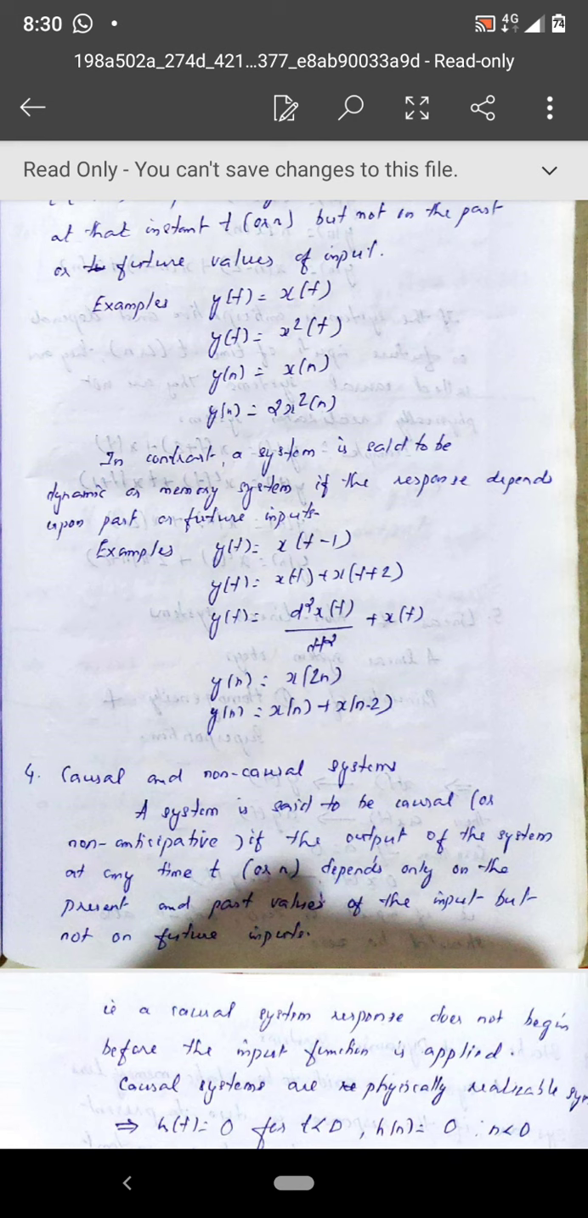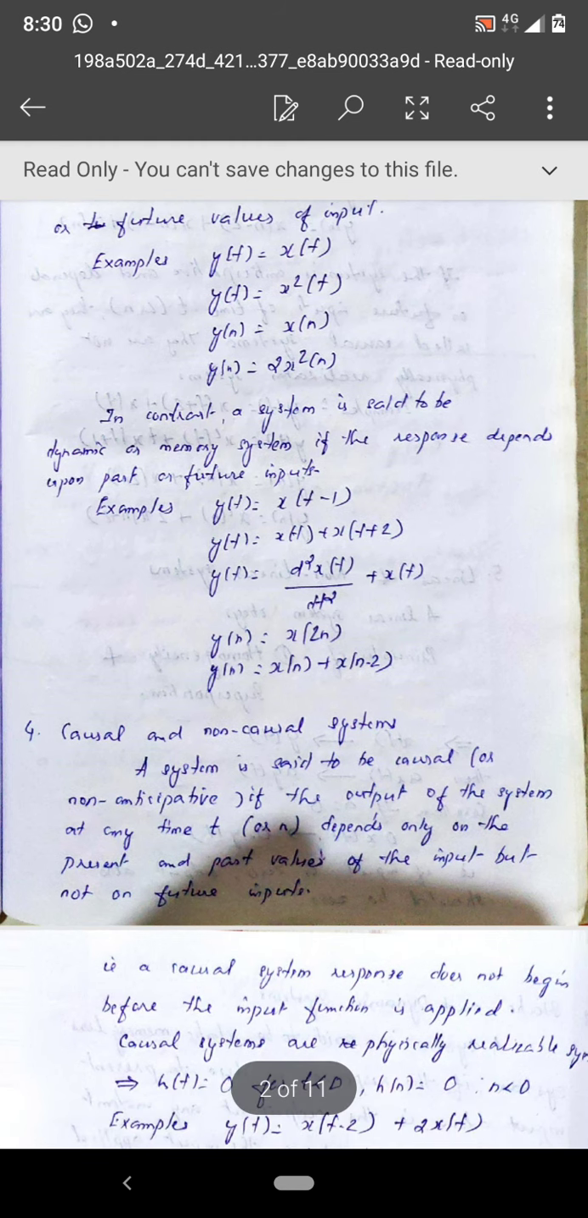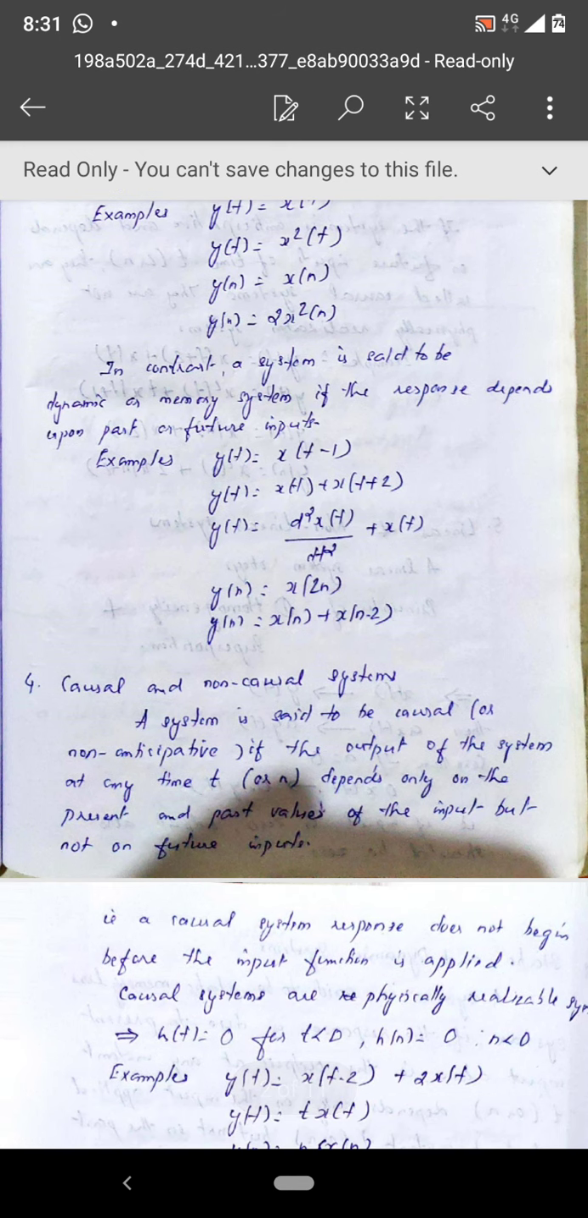And another thing is that you can see the third example, that is a dynamic system. Whenever you see a differential equation, that is a dynamic system, because differential equations pertain to the rate of change of input. You can see that here also it depends on the rate of change of input. So there is a variation in input, and all differential equations represent dynamic systems.